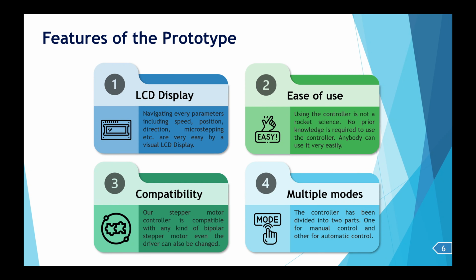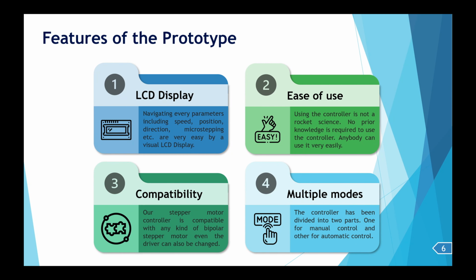If I talk about the multiple modes, there I will tell you that our stepper motor controller has been divided into some portions that we will discuss in the next slide. That means the main controller has been divided particularly in two portions: one is manual control and one is automatic control. In the automatic control portion, we will see that there are multiple modes, and in each mode the motor will perform some specific action by means of the given input.